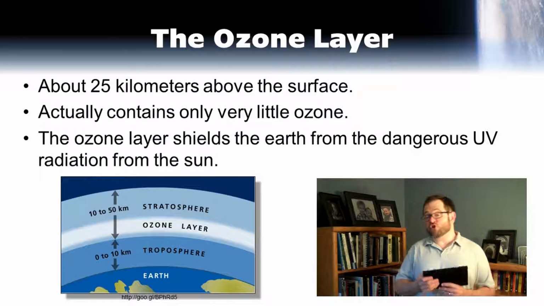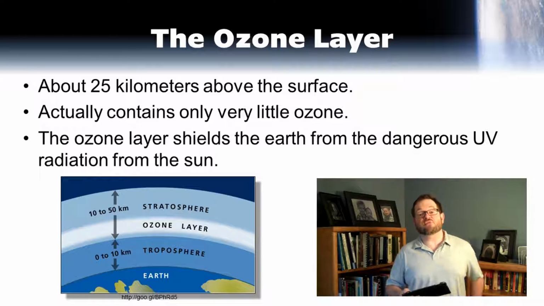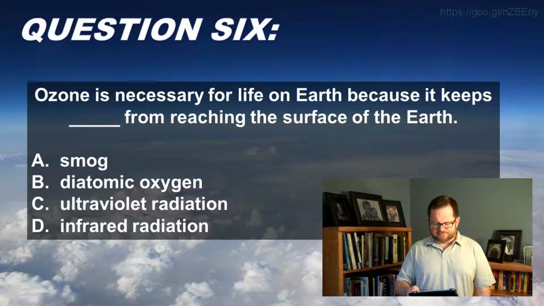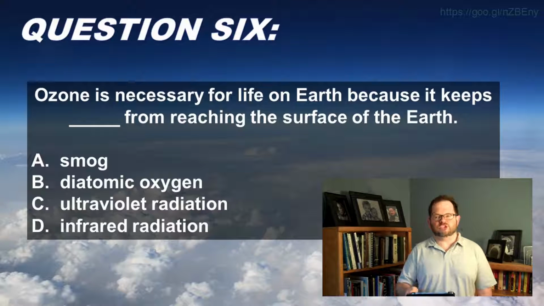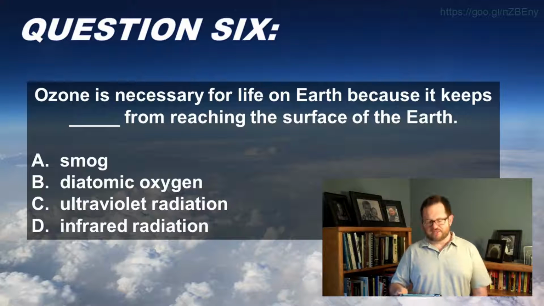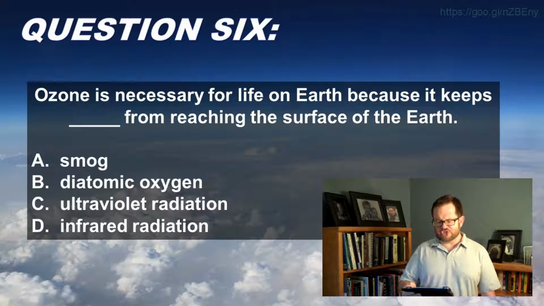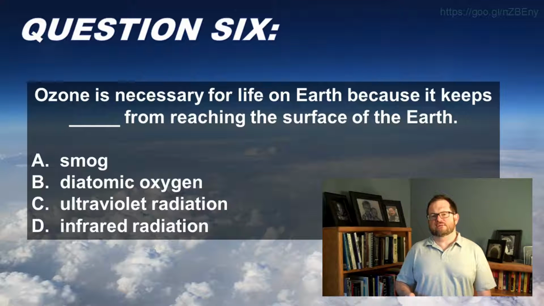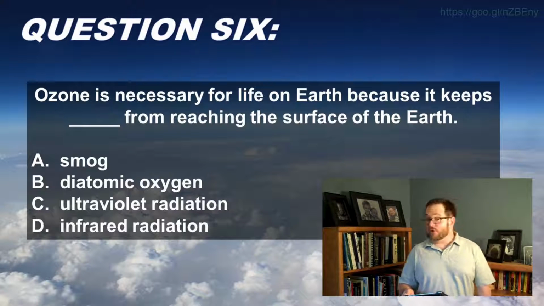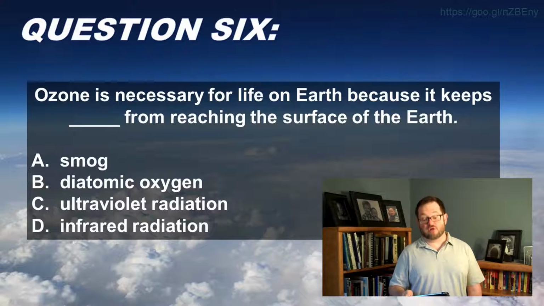That's what we'll learn about in the third part of the lecture, but for now, let's answer a couple more questions. Question 6. Ozone is necessary for life on Earth because it keeps blank from reaching the surface of the Earth. Smog, diatomic oxygen, ultraviolet radiation, or infrared radiation. Which of these is the right thing that's being blocked by ozone molecules in the atmosphere? Make a choice from those 4 options and get a little feedback before you move on to question 7.